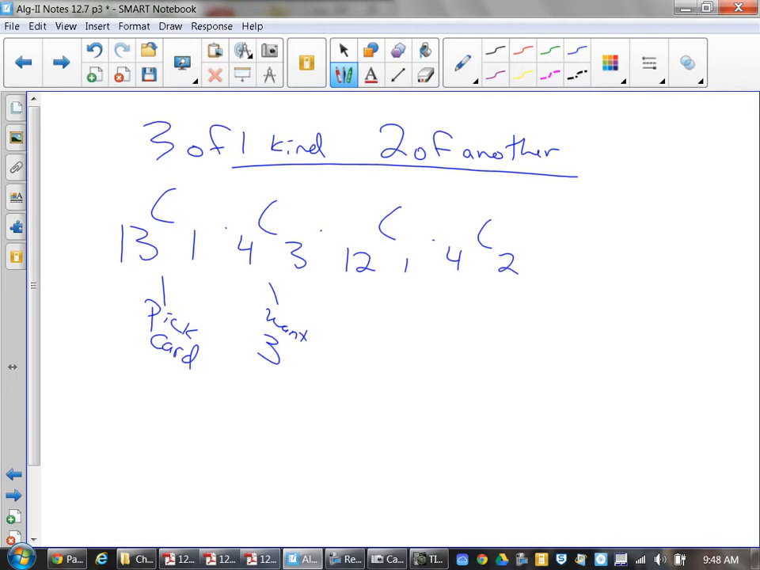Yeah. So you've got 3 of them. Now pick another card. No, it's a 5 of diamonds, and you want 2 of them. So basically what you're doing is you're looking at how many different ways you can get a full house.